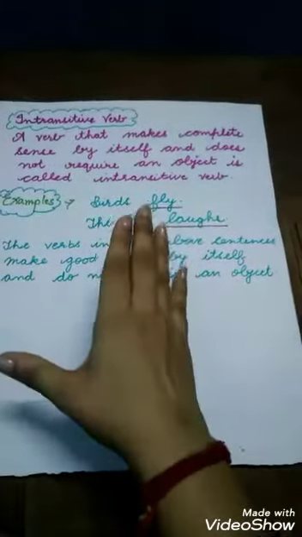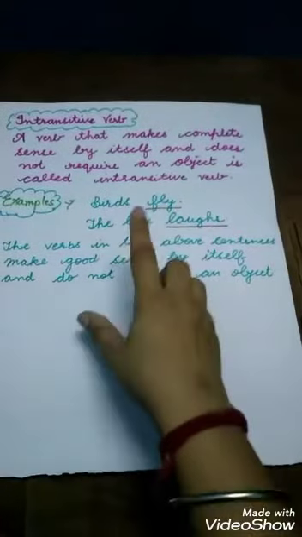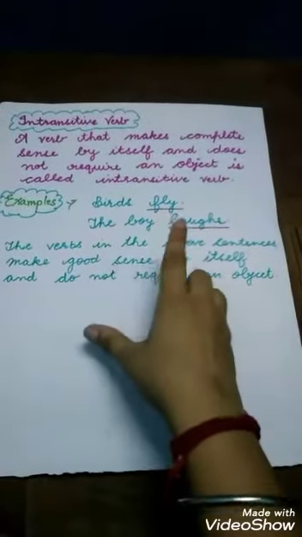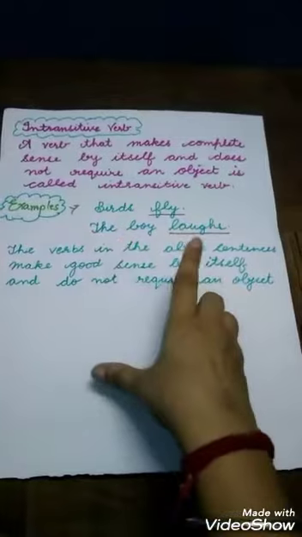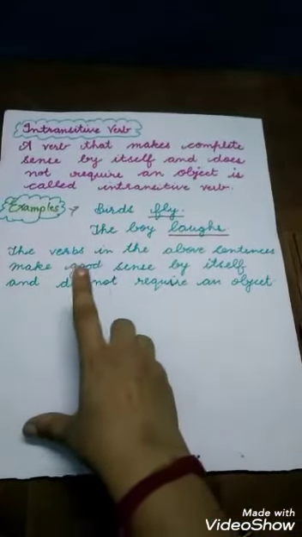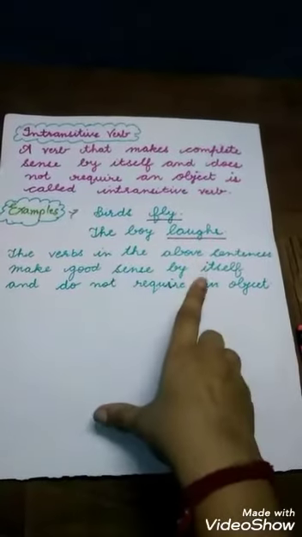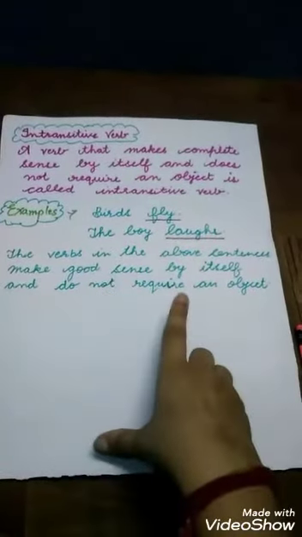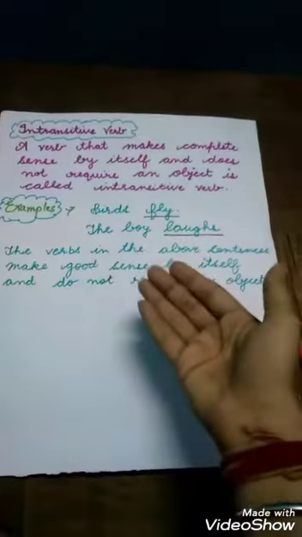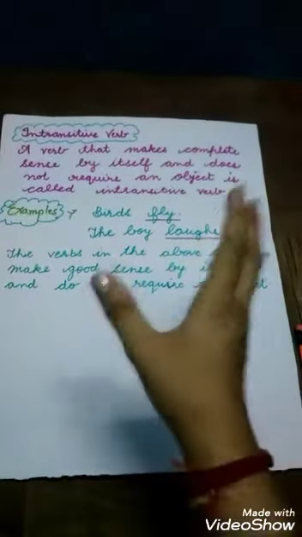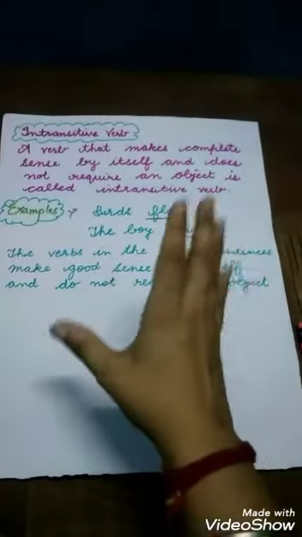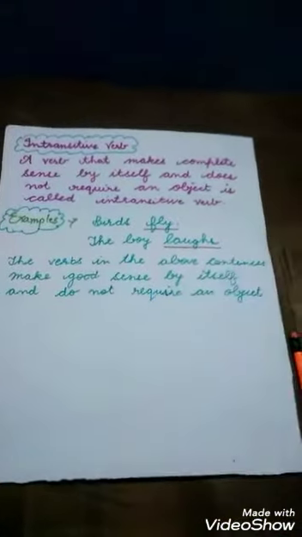Now look at or read out these examples. Birds fly. The boy laughs. Now the verbs in the above sentences make good sense by themselves and do not require an object to add more meaning to them. So the verbs used will be intransitive verbs.